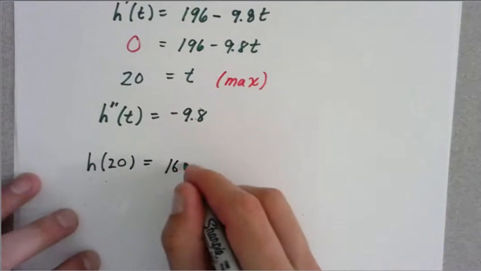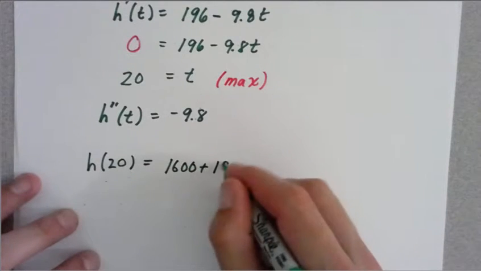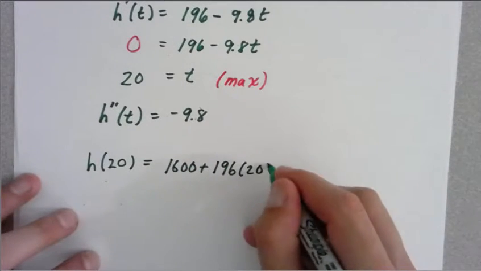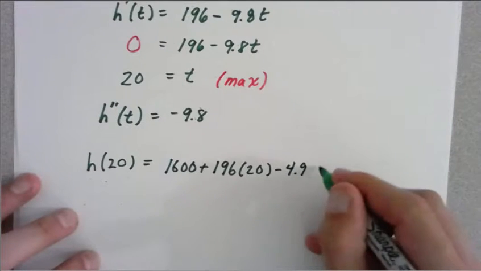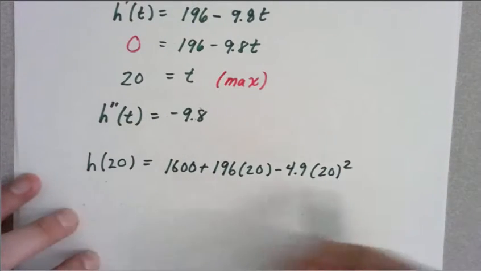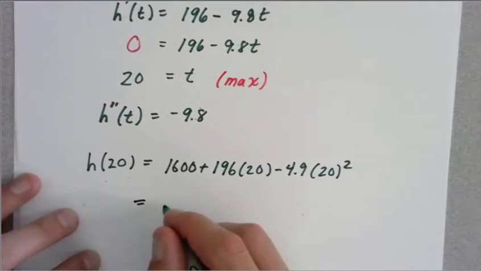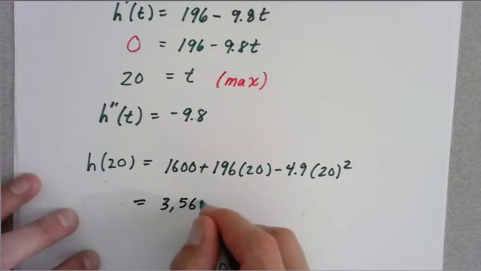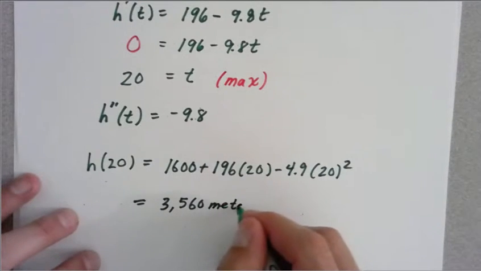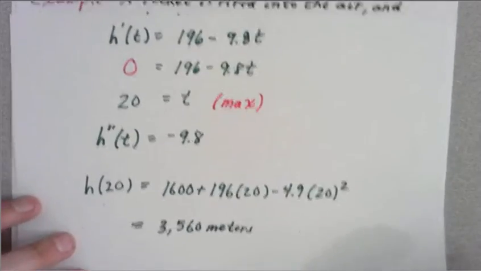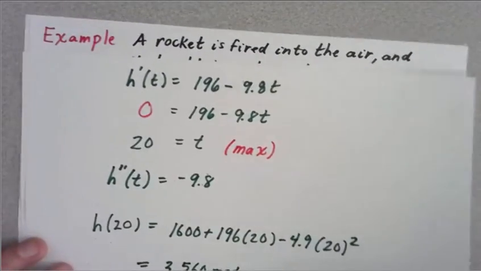So you get 1600 plus 196 times 20 minus 4.9 times 20 squared. I'll let you calculate that out, but I get approximately 3,560 meters as the maximum height, at 20 seconds. Okay, so that's our second example.